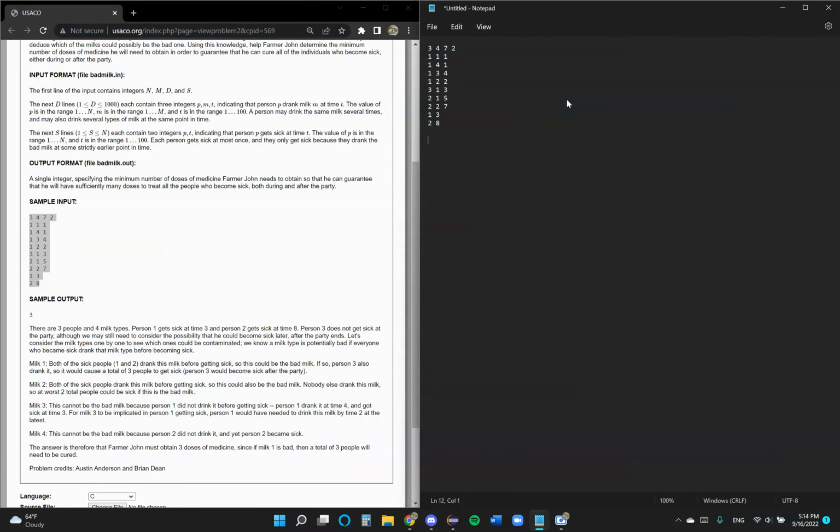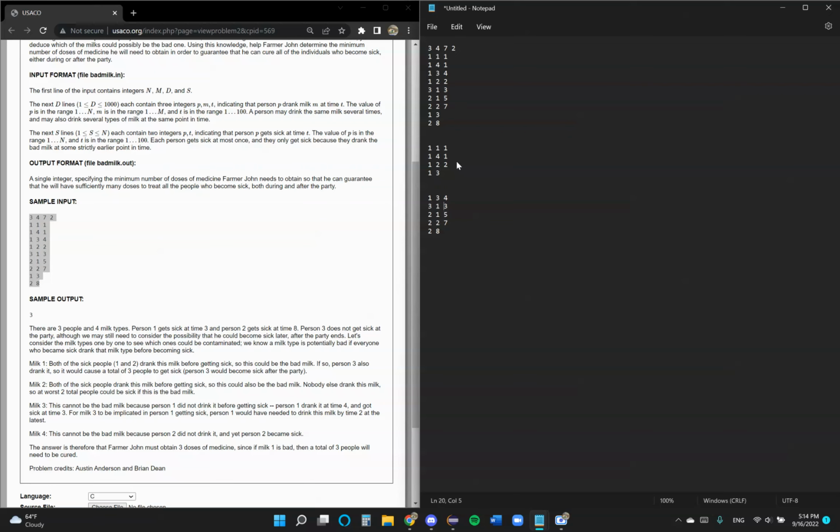Okay. So first of all, let's just sort the order in which things happen. At time period 1, person 1 drinks milk 1. And then in time period 1, person 1 drinks milk 4. And then in time period 2, person 1 drinks milk 2. And then in time period 3, person 1 gets sick. This basically means that person 1 drank milk 1, 4, and 2 before they got sick, which means that the contaminated milk has to be in between 1, 4, and 2.